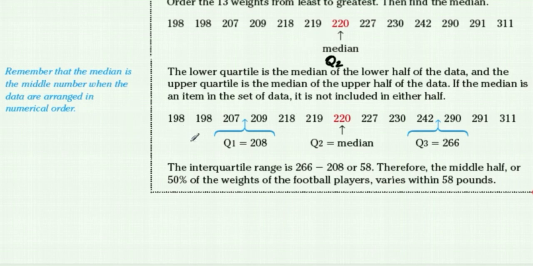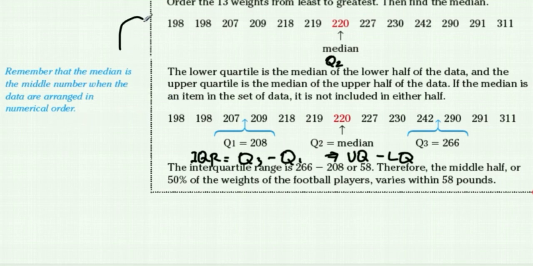Remember what we talked about in IQR? IQR, or interquartile range, is equal to your Q3 minus your Q1, your upper quartile minus your lower quartile. So the weights of the players vary by 58 pounds, because that is our interquartile range. Remember that the median is the middle number when the data are arranged in numerical order. That's just a reminder for you to be able to find the median.